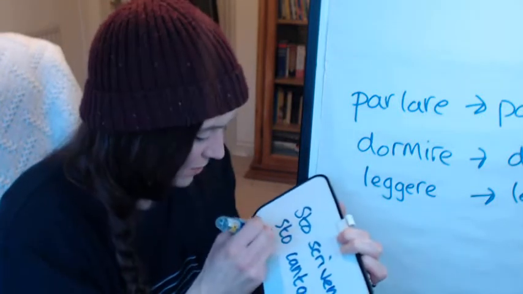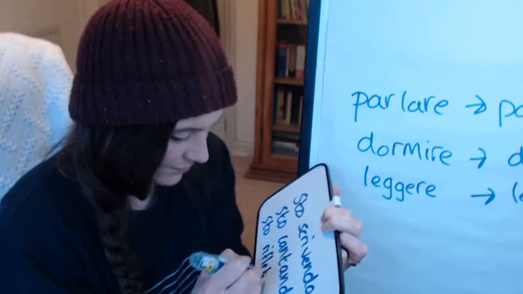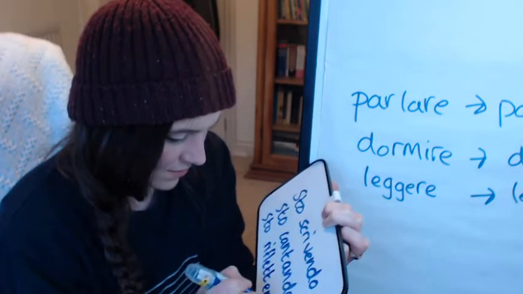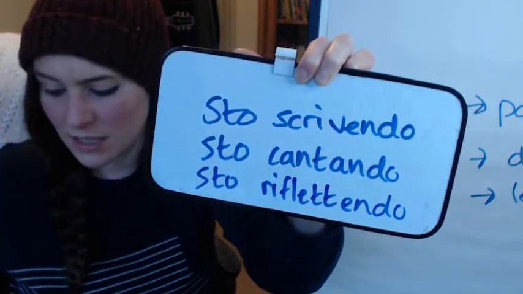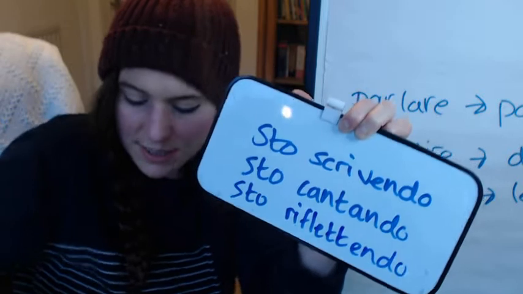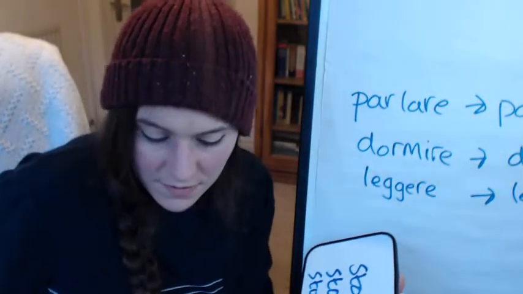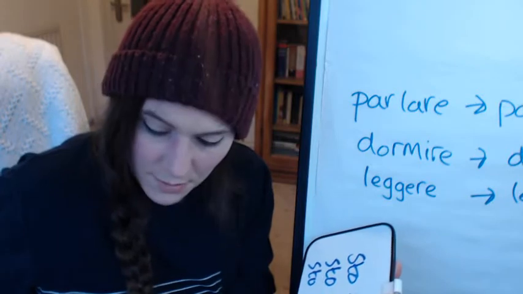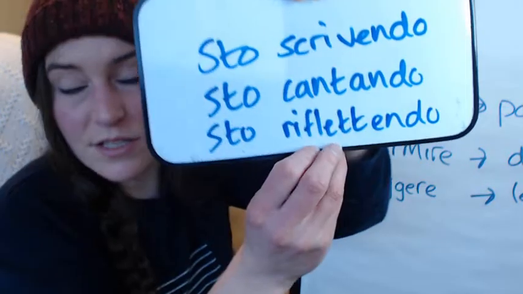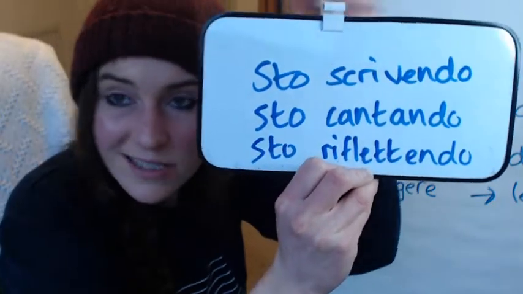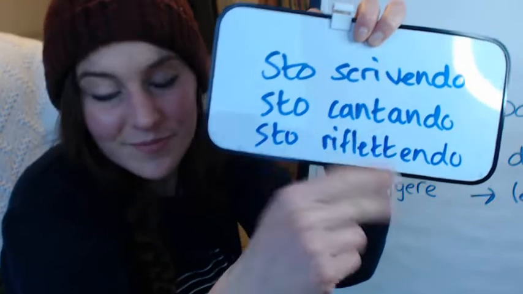I've got one. Sto riflettendo. Riflettere. Così. Riflettendo. Sometimes when I write a verb down, I think to myself, has it got two D's or two F's or two T's? And in this instance, riflettere, I had to think, has it got two T's? And ci sono due T. Ce ne sono due. Due.